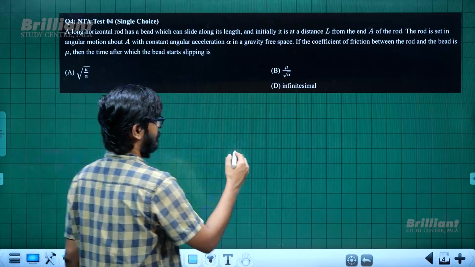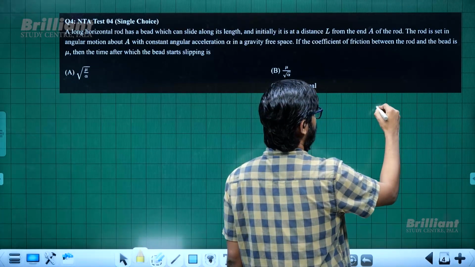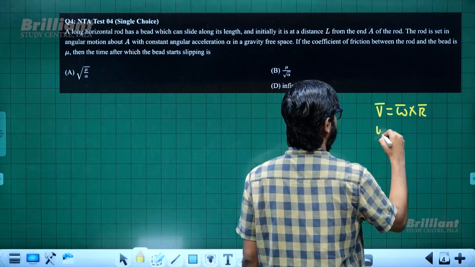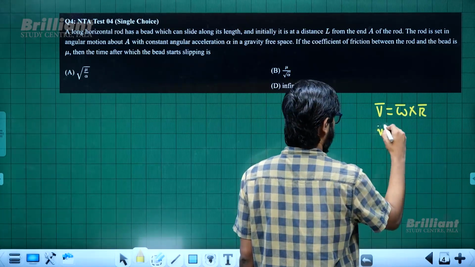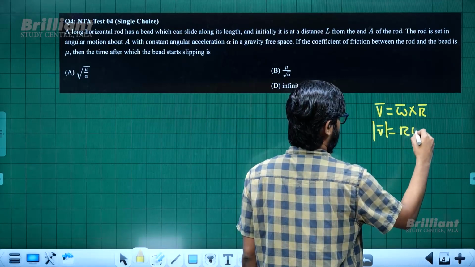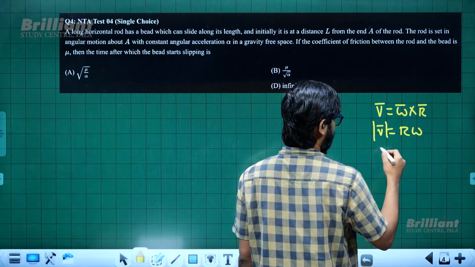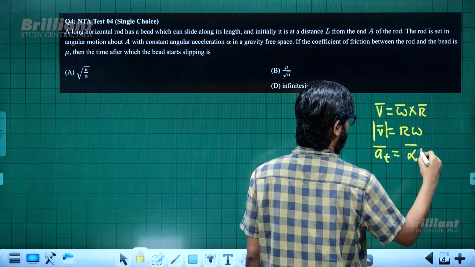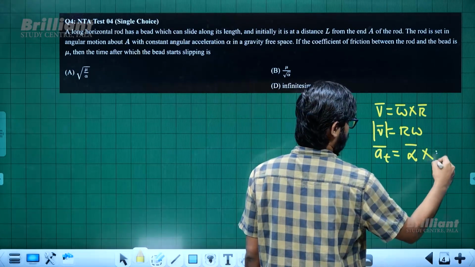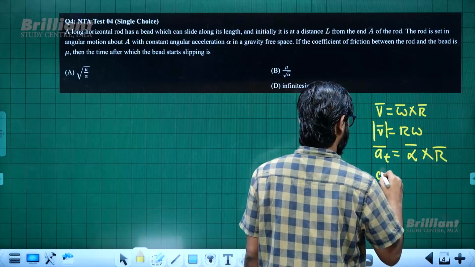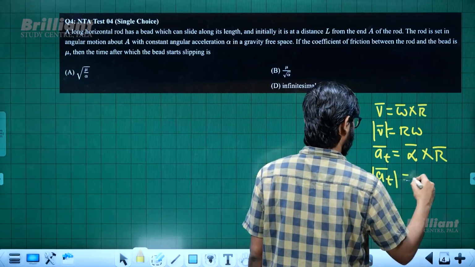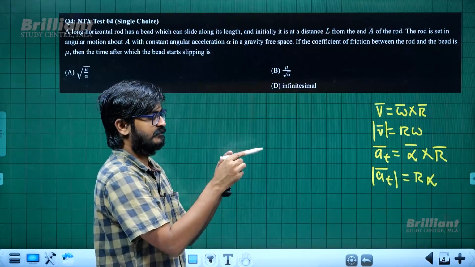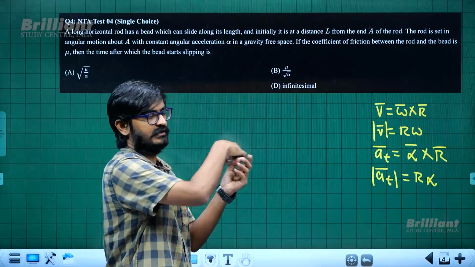See, we have seen something like this. Velocity will be given by omega bar cross r bar, magnitude wise r omega, or omega into r. Now tangential acceleration we have seen will turn out to be alpha bar cross r bar, magnitude wise r alpha.